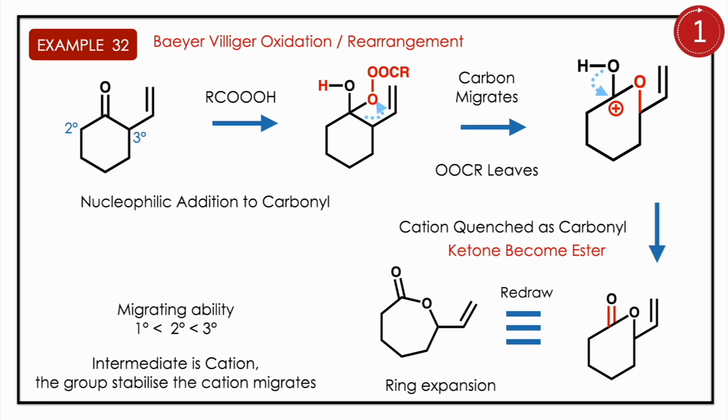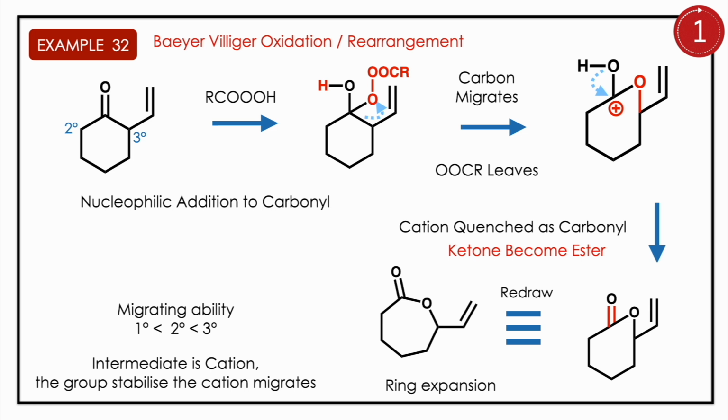According to that, here we have secondary and tertiary carbon. Tertiary carbon can stabilize the cation better. So tertiary migrates. It attaches with the vinyl group, so it has one extra carbon. So the vinyl group migrates.